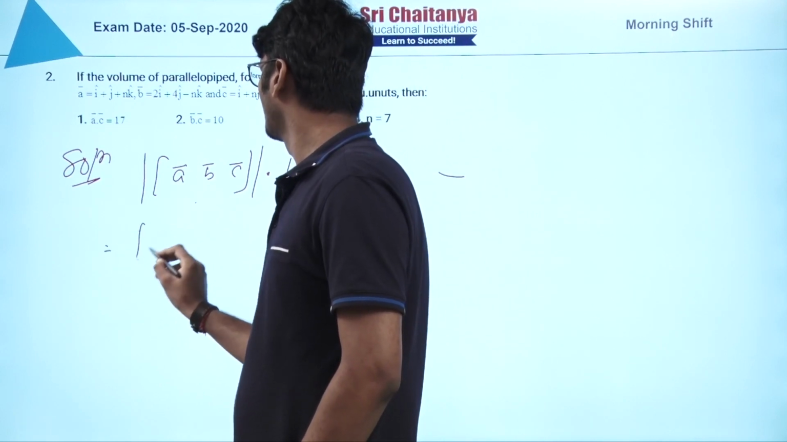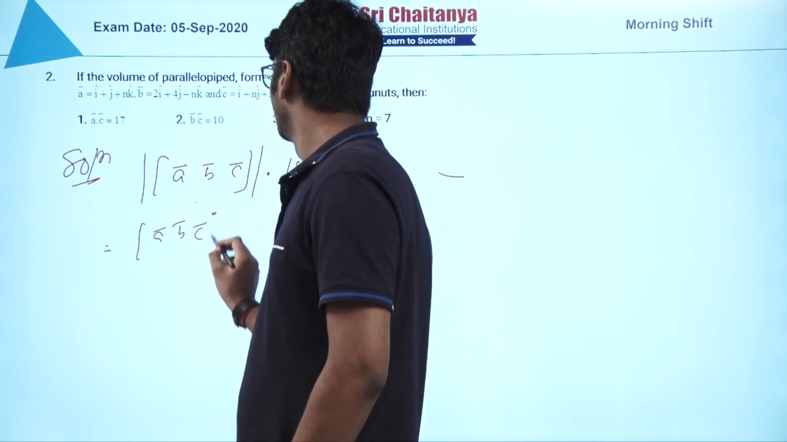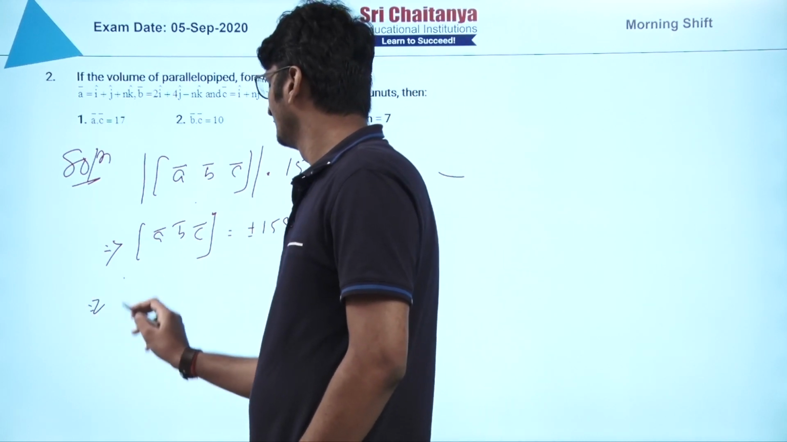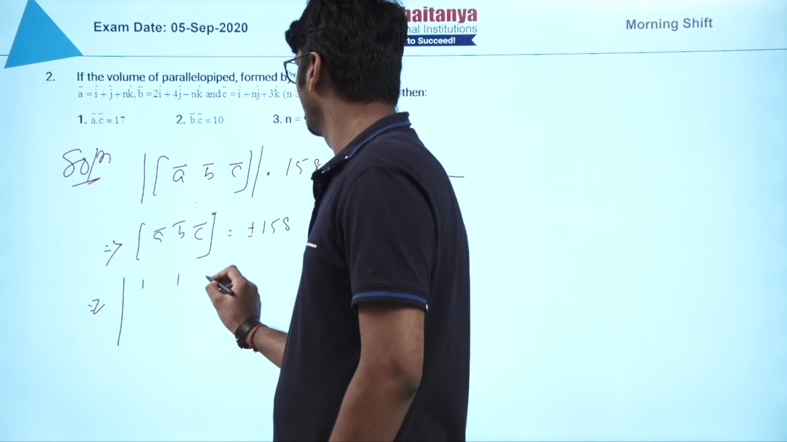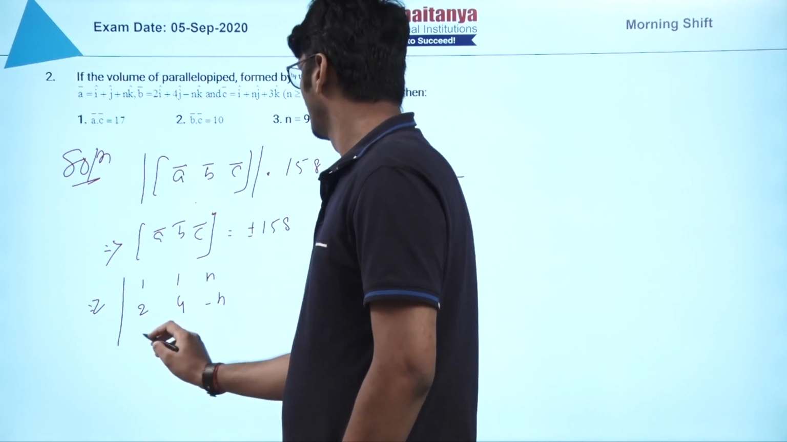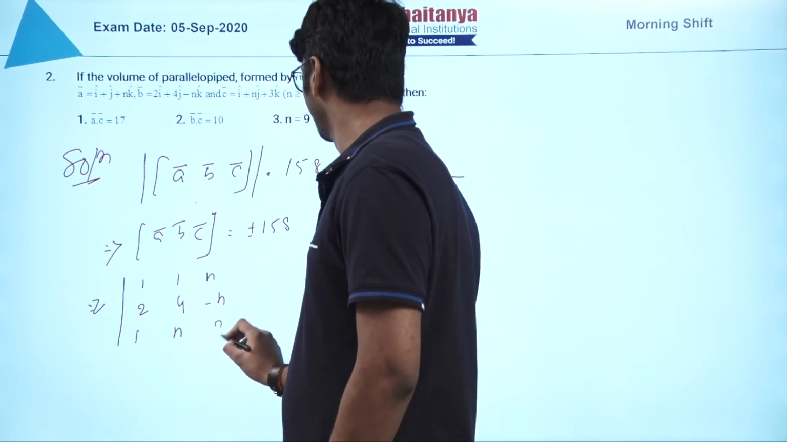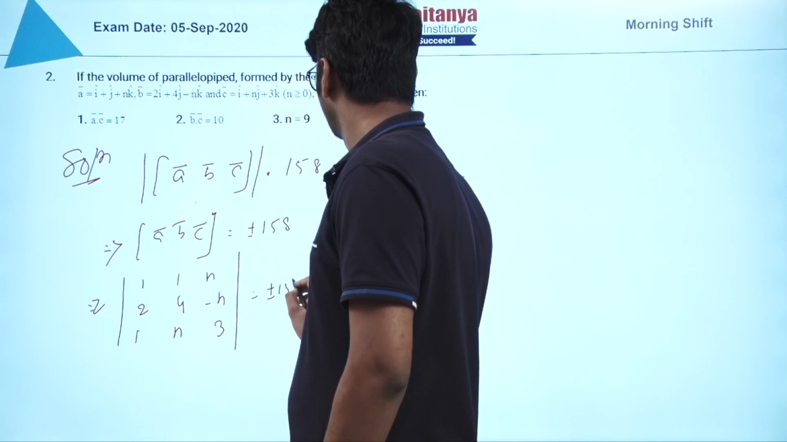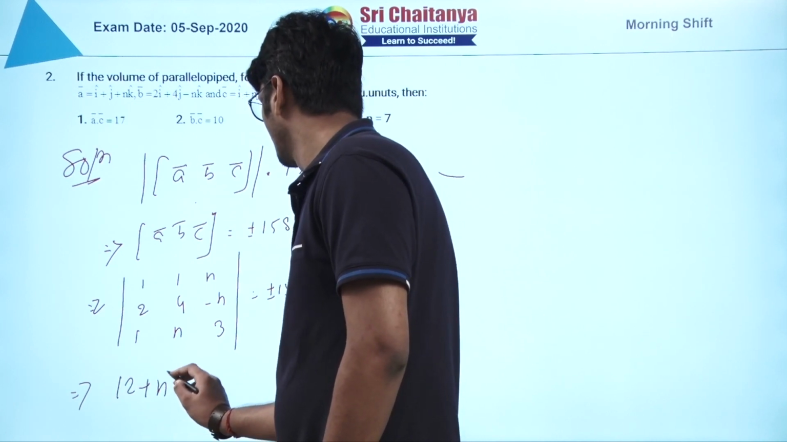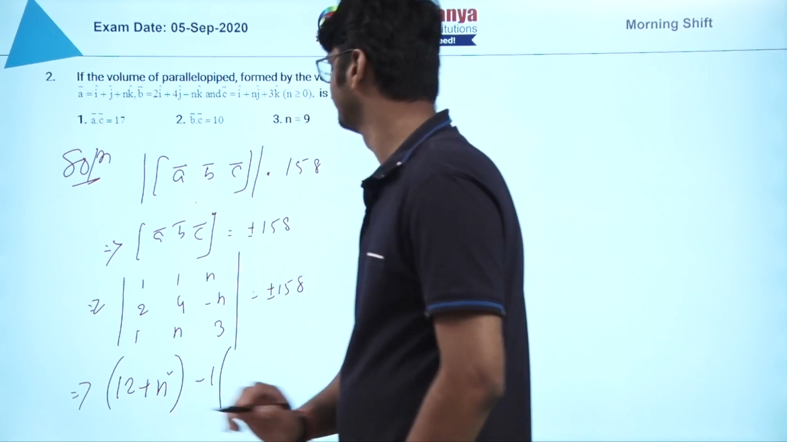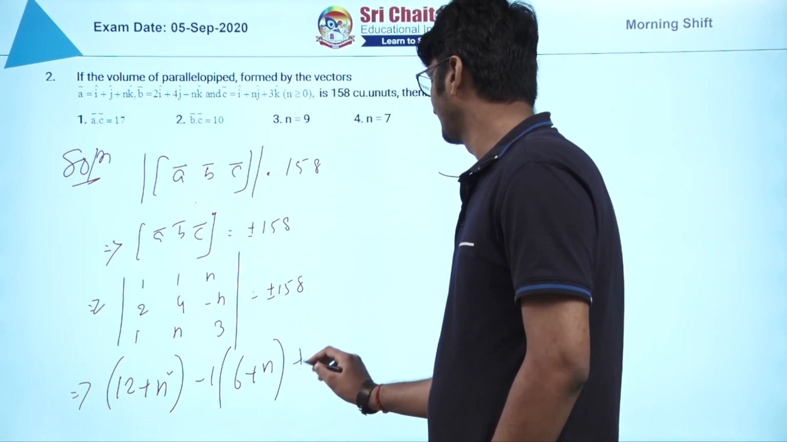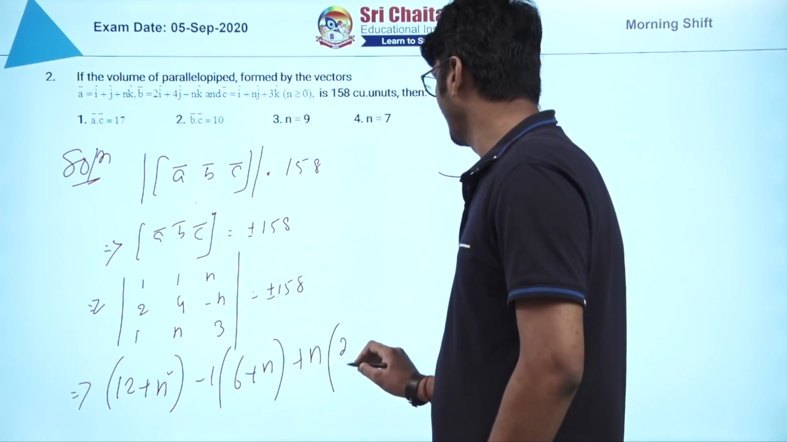Simplify this. Box of ABC, removing mod, we are putting plus minus 158 on the right hand side. The determinant is 1 1 n, 2 4 minus n, 1 n and 3. Simplify it and see what we are getting. 12 plus n square minus 1, 6 plus n plus n, twice n minus 4.